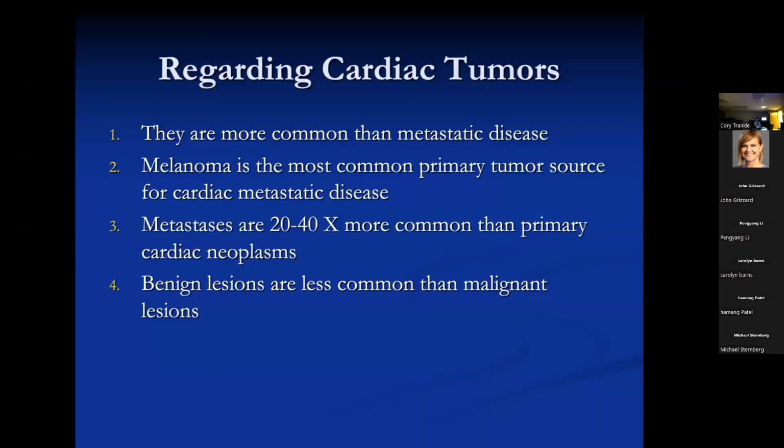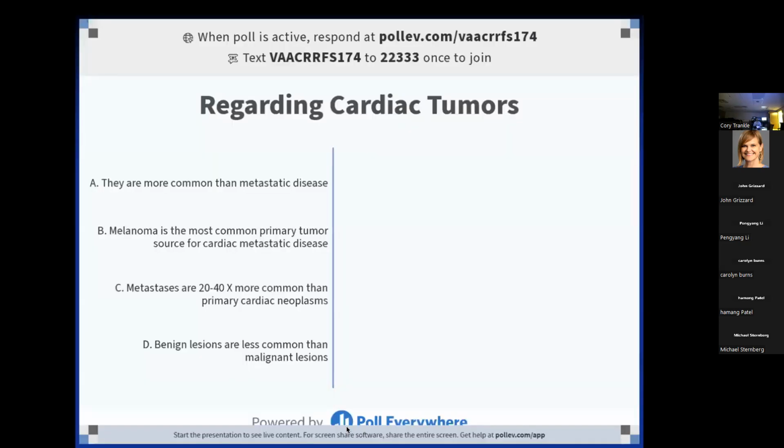Very good. Okay. Regarding cardiac tumors, are the primary cardiac tumors more common than METs? Melanoma is the most common primary, or METs are 20 to 40 times more common. Benign lesions are less common than malignant lesions. This is regarding primary cardiac tumors.